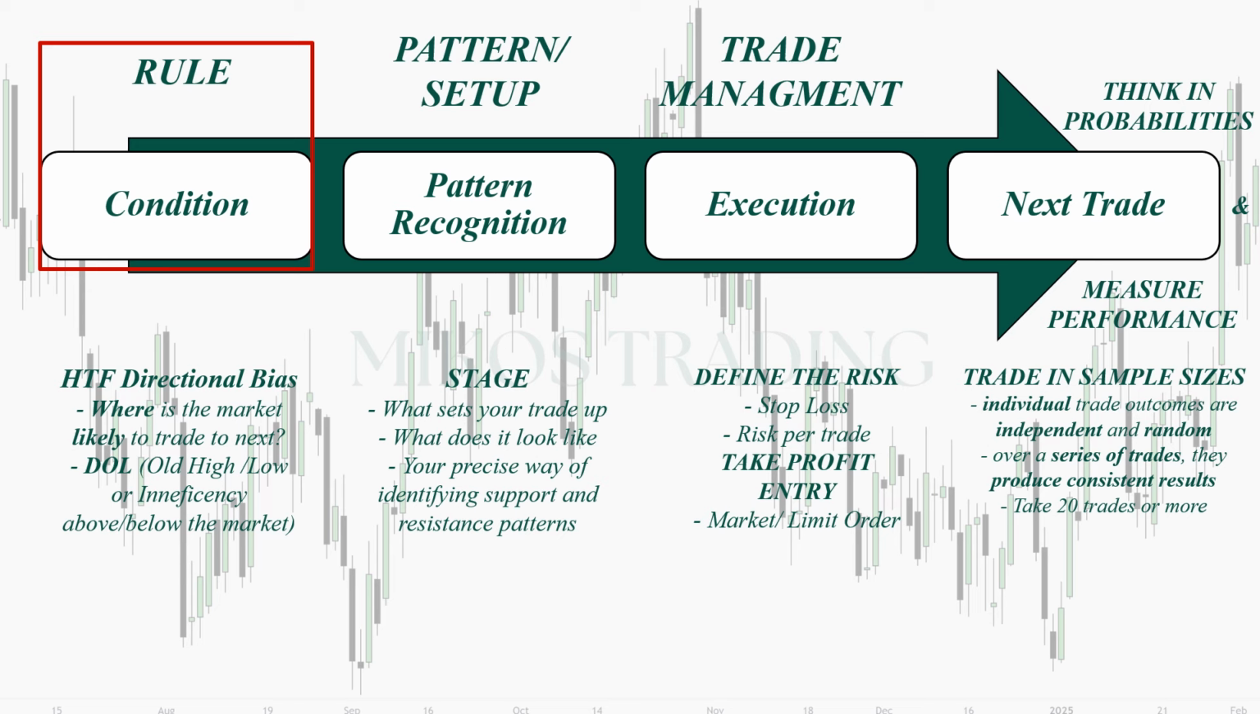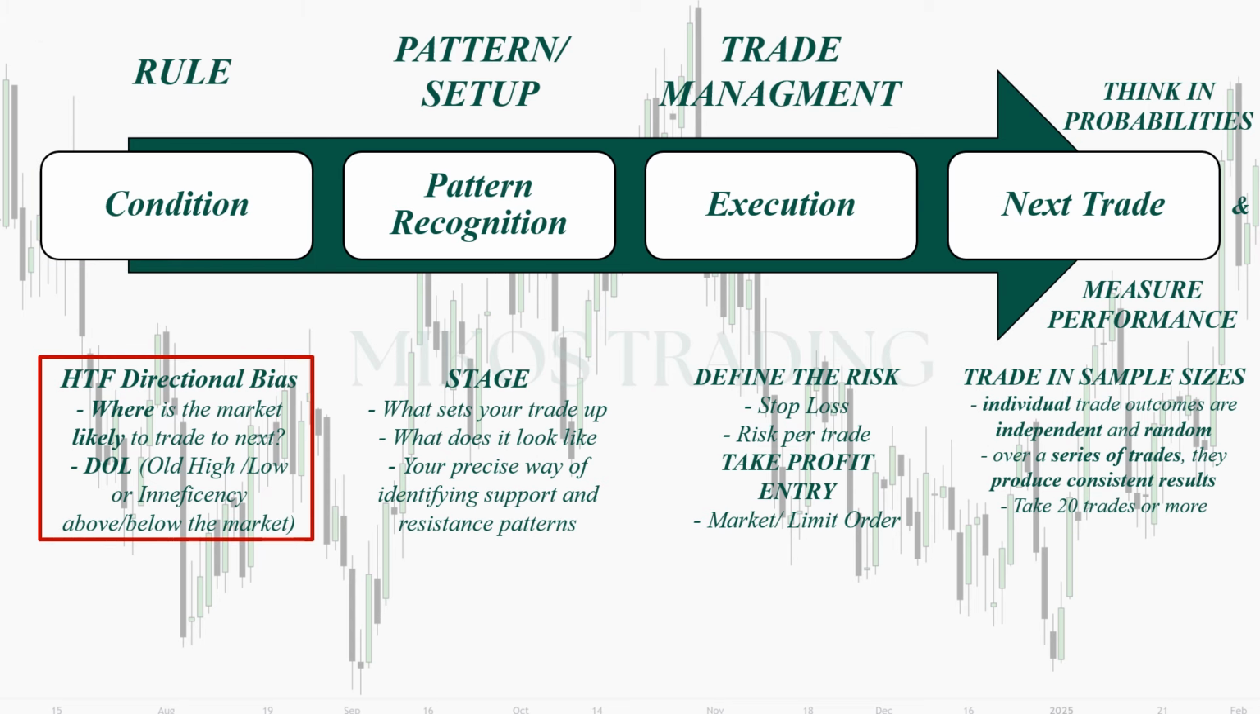What then is the difference between a struggling trader and a consistently successful trader? A consistently successful trader has a precise way of determining higher time frame directional bias. He has tools that help him determine where the market is likely to trade to next, and where the market is likely drawing to. The Inner Circle Trader revealed that the market is always drawing to either an old high and or an inefficiency above the current market price, or an old low and or an inefficiency below the current market price.